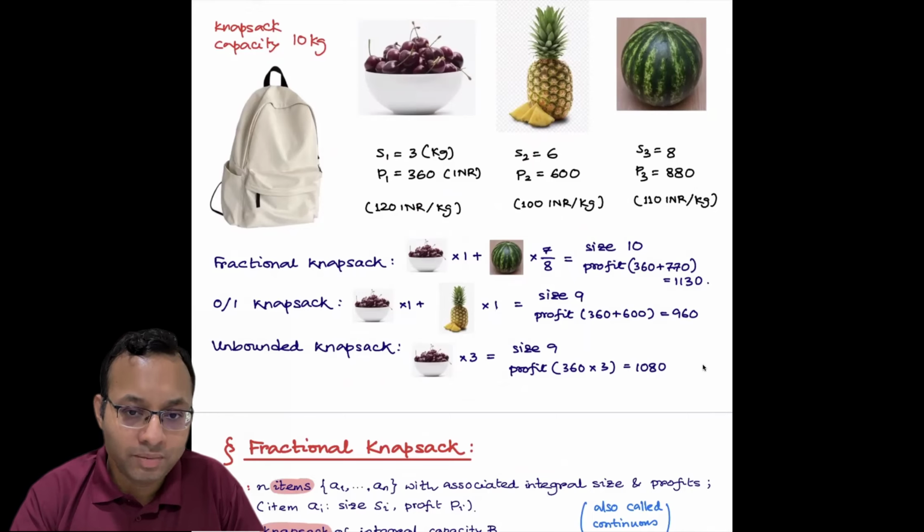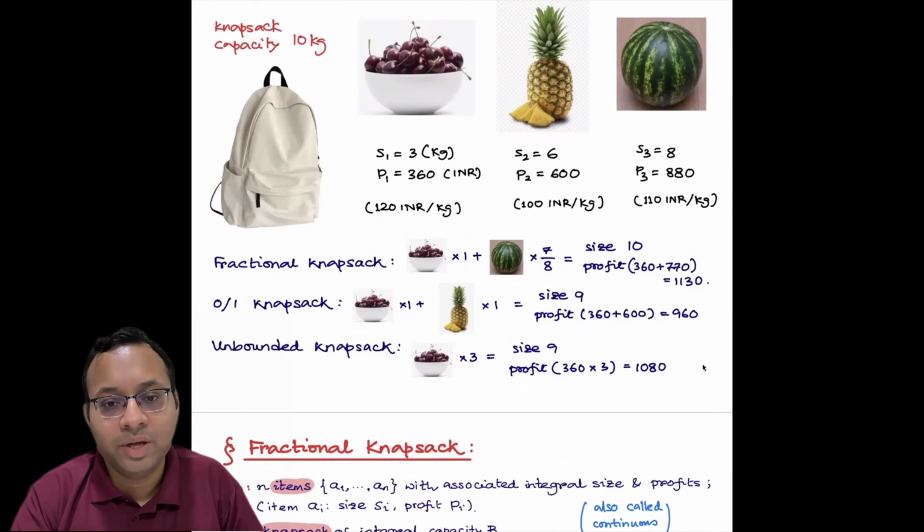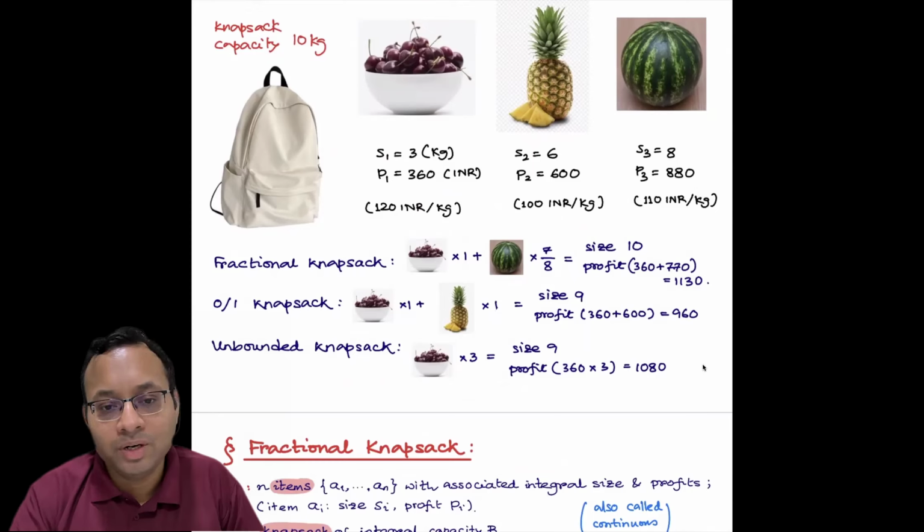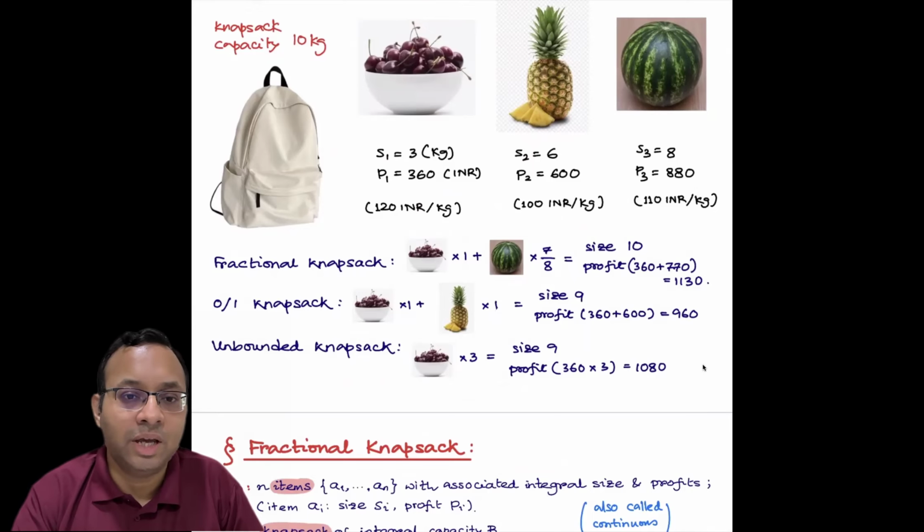In the case of 0-1 knapsack, we cannot take the watermelon because it exceeds the capacity. So I can take only the pineapple. In that case, the size becomes 9. The knapsack cannot be completely filled in this case, but the profit becomes 960. In the case of unbounded knapsack, we can actually take the same cherry multiple times. So 3 times we can take the same cherry, and in that case the size will become 3 times 3, 9 kg. And the profit or value we get is 360 times 3, which is 1080.